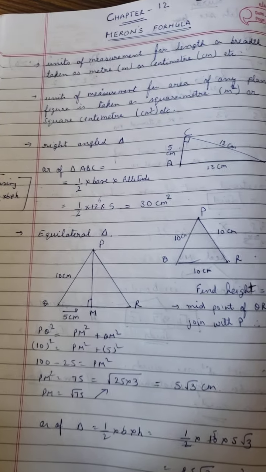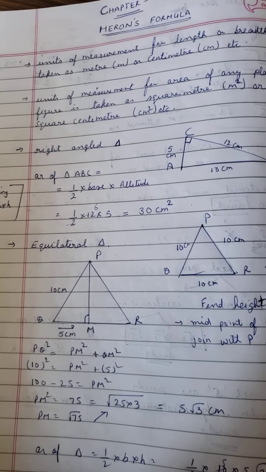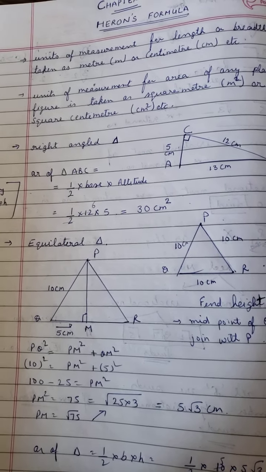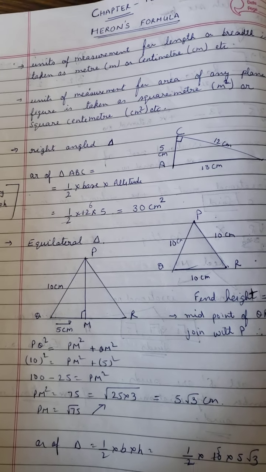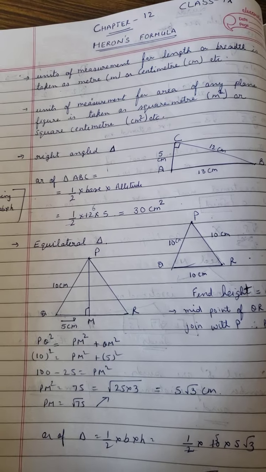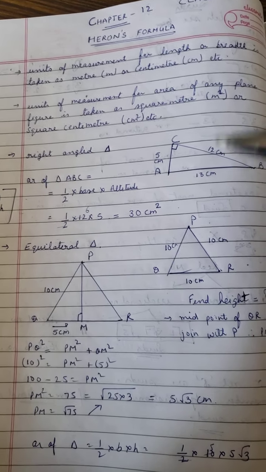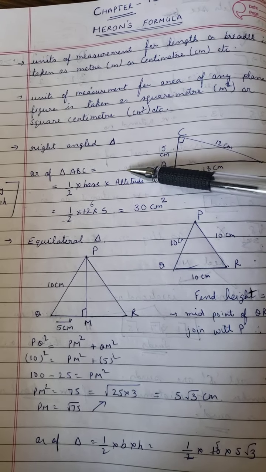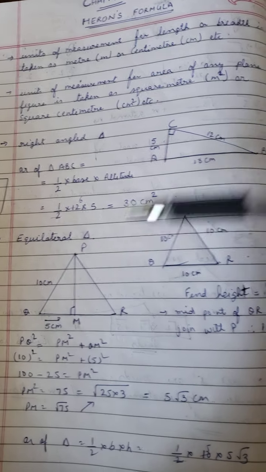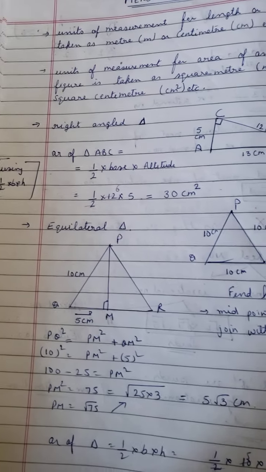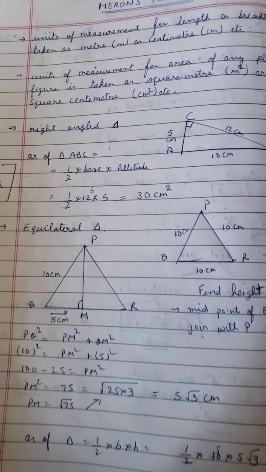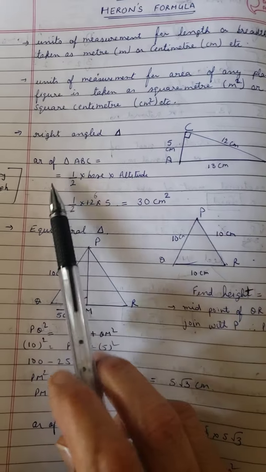In this class, you already know the basic formula of the area of the triangle, which you have done in your earlier classes, that is half into base into height. We're going to use this formula to find the area of a right angle triangle, the area of an equilateral triangle, and the area of an isosceles triangle. We're going to use the same formula, half into base into height. Now we are going to start with the first one.